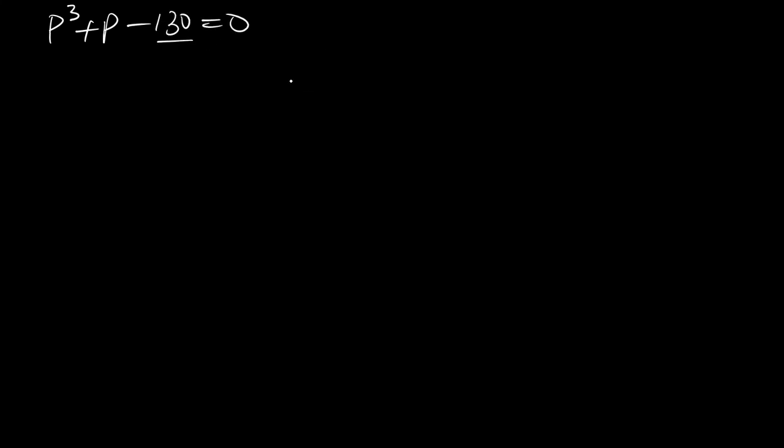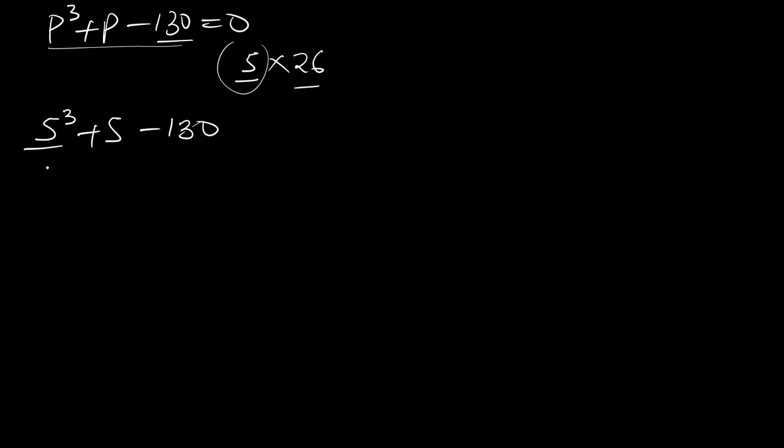Now what are the factors of 130? You have 5 and 26. Let's check whether 5 is a factor of the whole of this. Let's say p is equal to 5. If you put p equal to 5 here, you have 5 to the power 3 plus 5 minus 130. This will give you 125 plus 5 minus 130. So this is equal to 0. So that means p minus 5 is a factor.